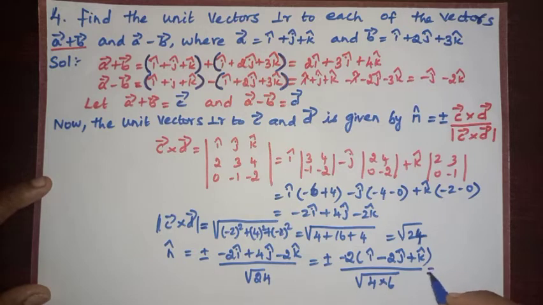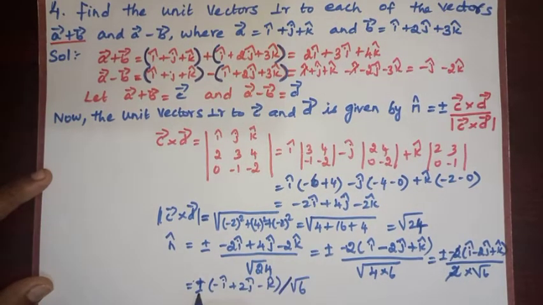So which is equal to plus or minus, minus 2i vector minus 2j plus k by square root of 4, which is 2 into root 6. The 2 and 2 will be cancelled, which is equal to plus or minus of minus i plus 2j minus k divided by root 6.